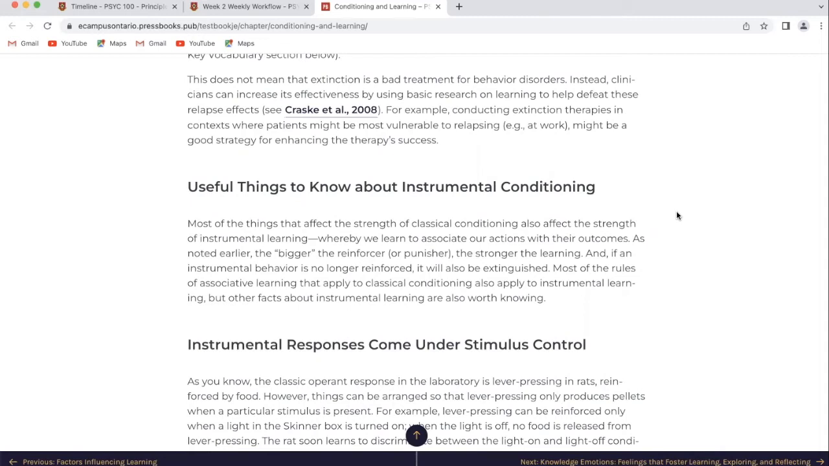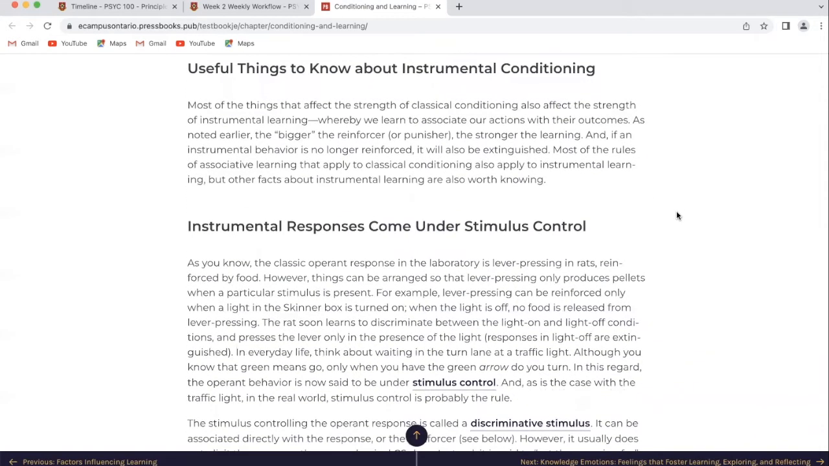Useful things to know about instrumental conditioning. Most of the things that affect the strength of classical conditioning also affect the strength of instrumental learning, whereby we learn to associate our actions with their outcomes. As noted earlier, the bigger the reinforcer or punisher, the stronger the learning. And if an instrumental behavior is no longer reinforced, it will also be extinguished. Most of the rules of associative learning that apply to classical conditioning also apply to instrumental learning. But other facts about instrumental learning are also worth knowing.